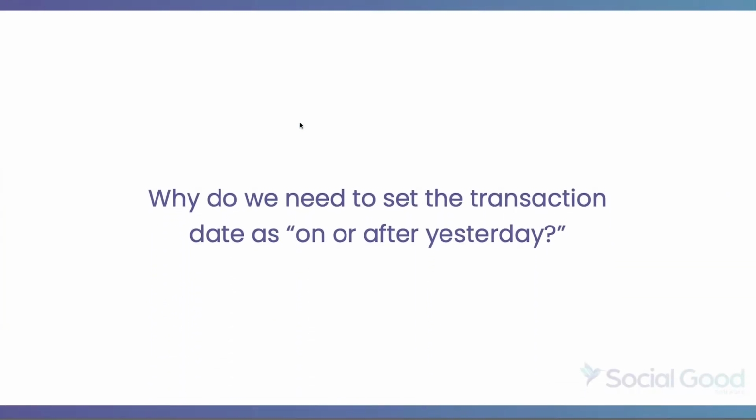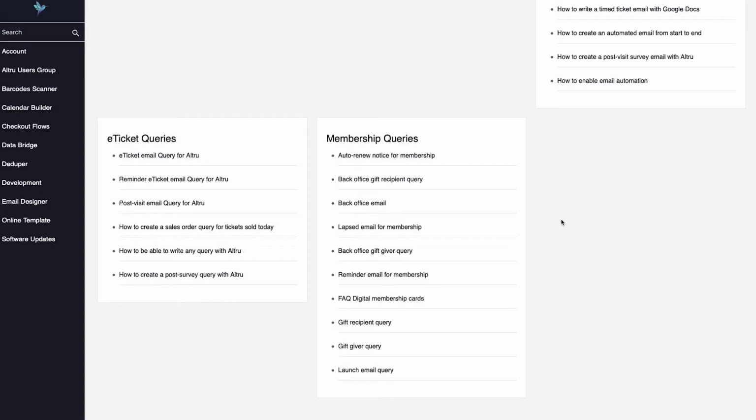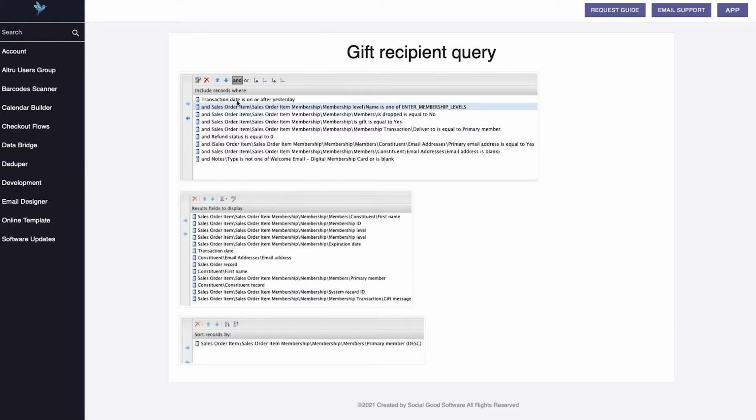And the first question we have is, why do we need to set the transaction date as on or after yesterday? So if you head over to our support docs, we have a handful of queries here that we have automatically created for you. So you can go here and actually take a look at some of them to see what they look like. So let's go ahead and take a look at the gift one here. And you'll see it says transaction date is on or after yesterday.